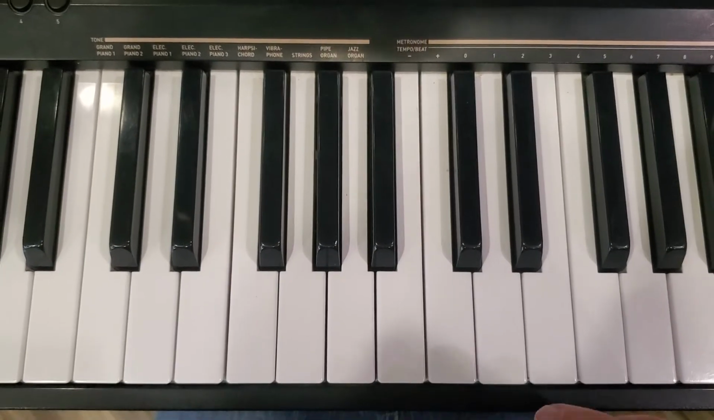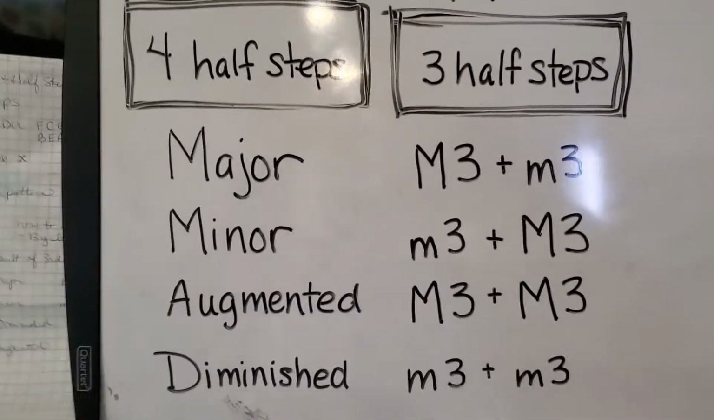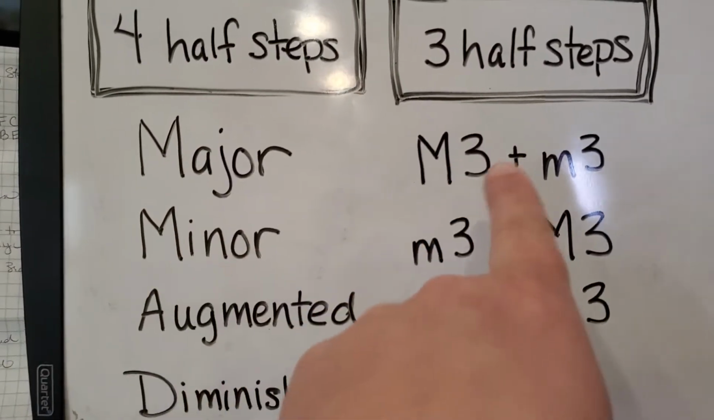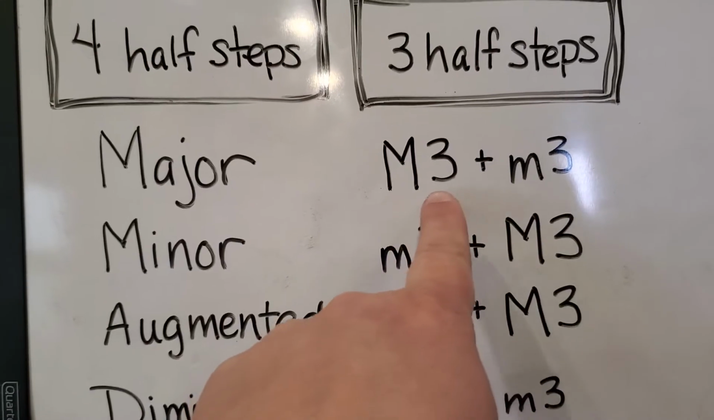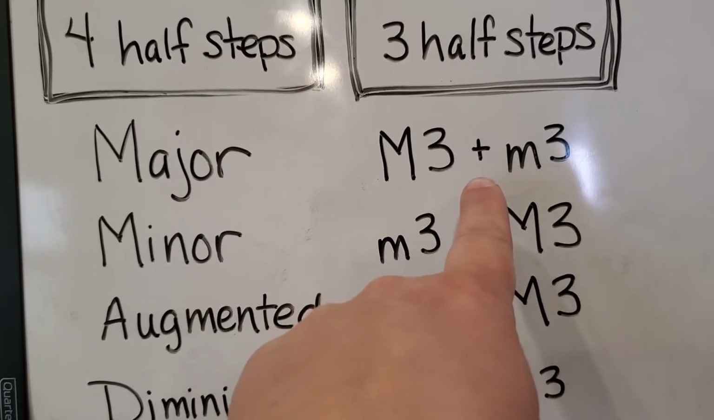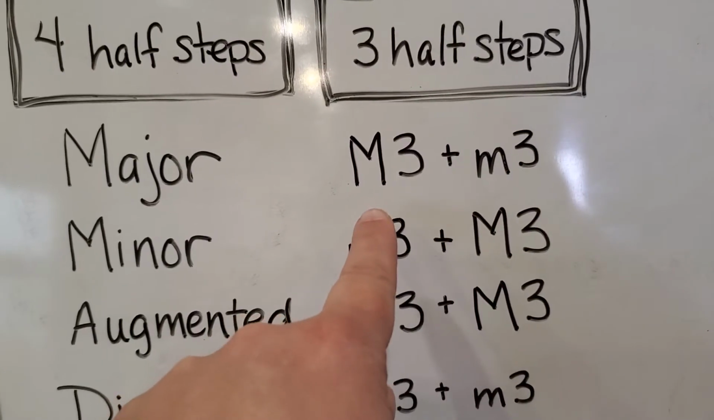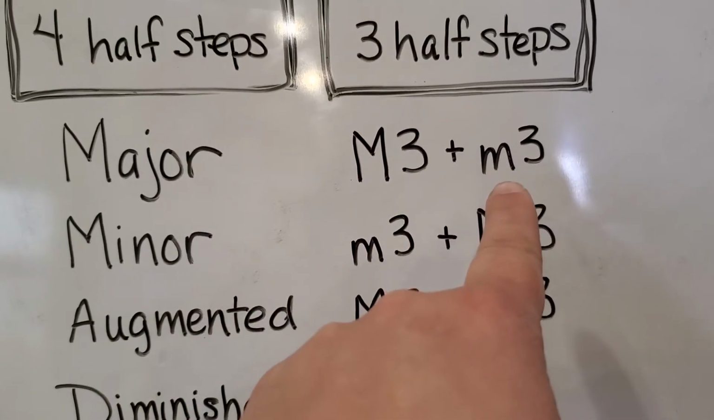So, for the first one, I'm going to go back up here to the board, and we're going to go over this. Every major chord is built of a major third plus a minor third. The major third will be on the bottom. The minor third will be on the top. All right, so we're going to go down here, and I'm going to show you exactly what I mean.